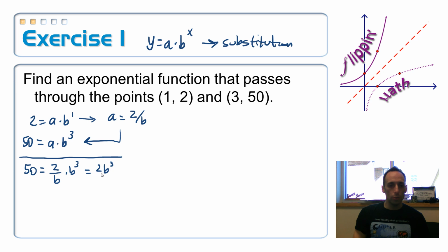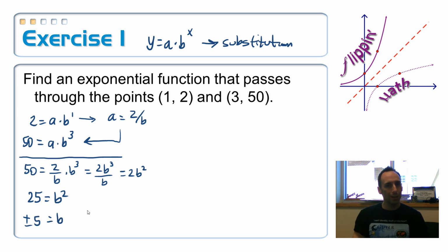Now let me just keep simplifying the right-hand side of this. That's 2b cubed over b, and then b cubed over b, we just subtract the exponents, so that's 2b squared. Get rid of the coefficient 2 by dividing both sides, and we get 25 equals b squared. And now take the square root. When I take the square root, I should technically get plus or minus 5. But we know the base has got to be a positive number, so it's not going to be negative 5, it's just positive 5. There we go. Now to get the a, just put that back into that first equation. A is equal to 2 divided by my b value, which is 5, so 2/5.